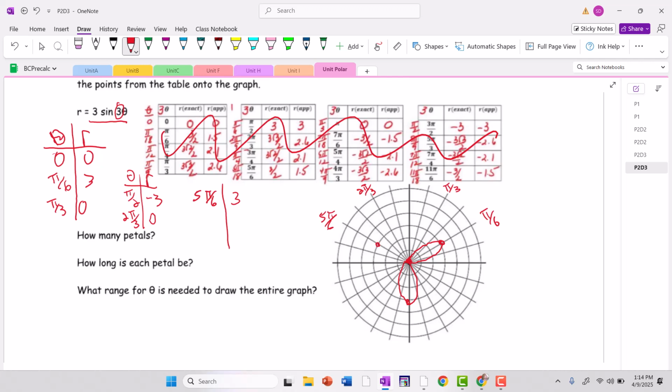So it goes like this, and then the last one is actually pi, because when I multiply that, I get 3 pi, and I get 0, and I'm back to the origin. And that's enough. That's all I had to do to create all my petals.